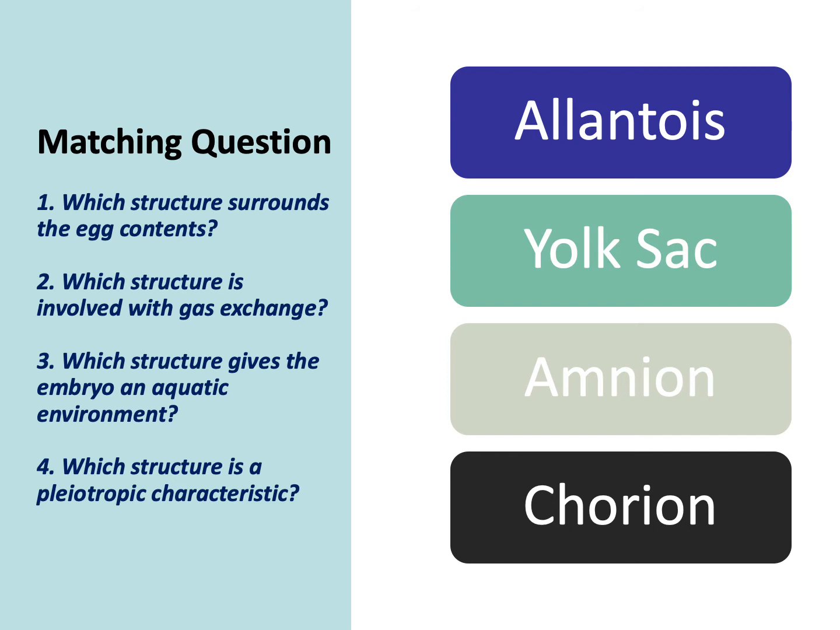And finally, number 4, which structure is a pleiotropic characteristic? Well, the only thing that's left is the yolk sac. If you recall, we see the yolk sac in the amphibian egg. We see yolk sacs in fish eggs as well. It's the characteristic that's sort of the first one. So it's the pleiotropic structure.